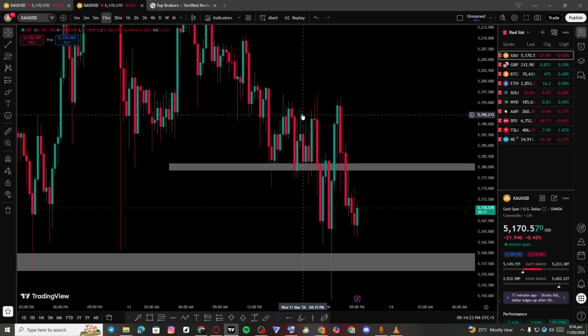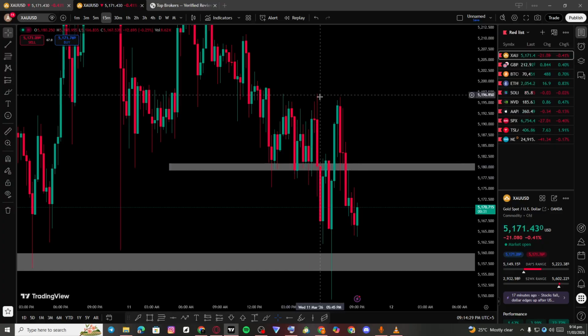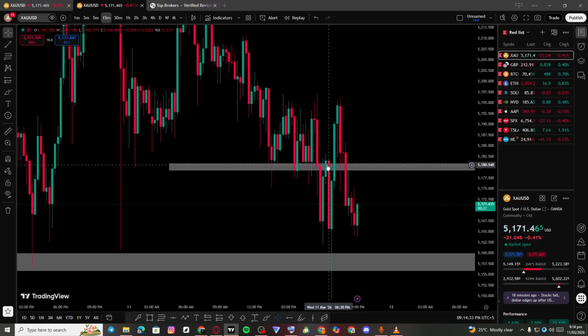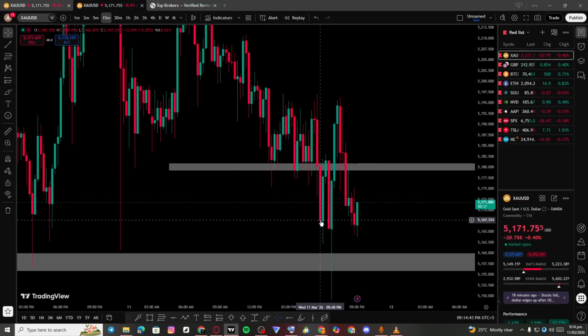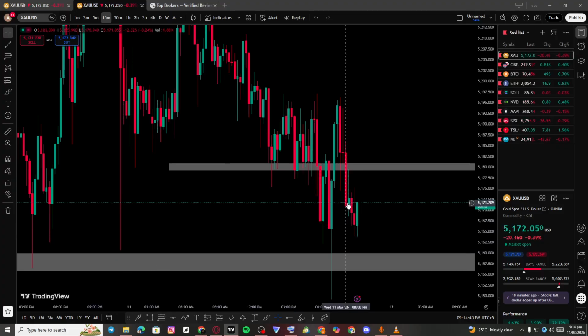It respected the support, then it went back up, and then it came all the way back towards this internal support, and then it went back over here, and then over here it came all the way down, and then it closed back in the range. And then this current candle closed outside the range.